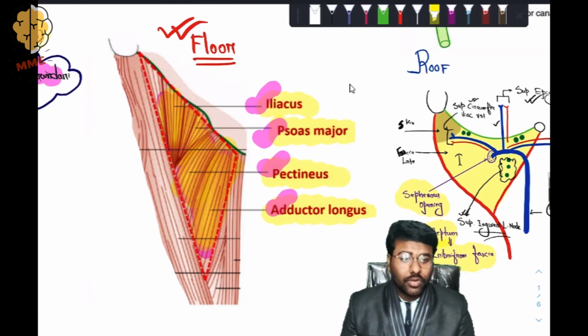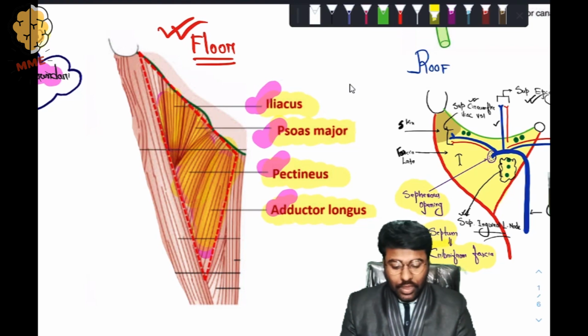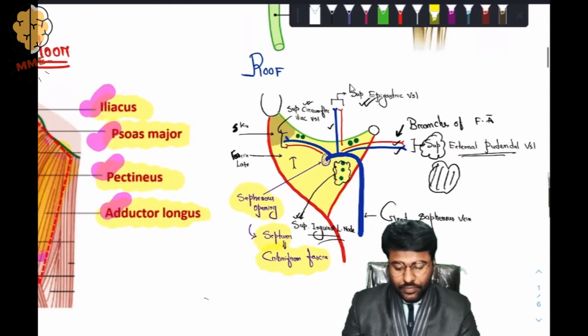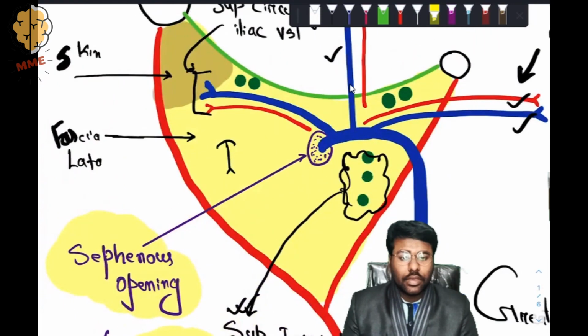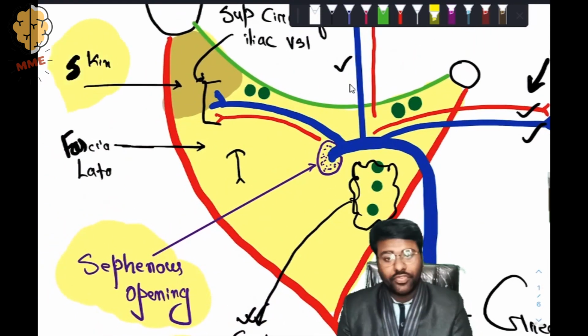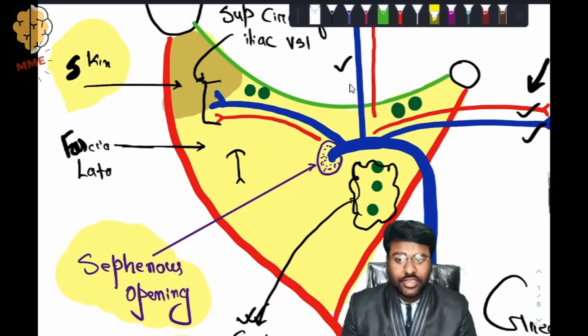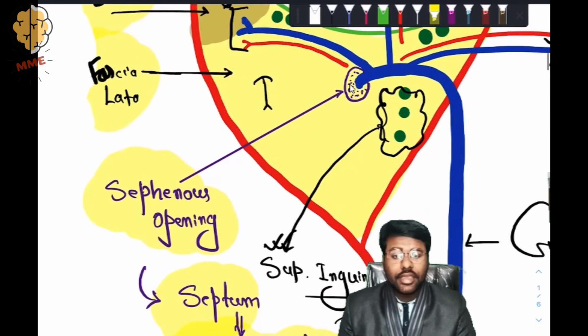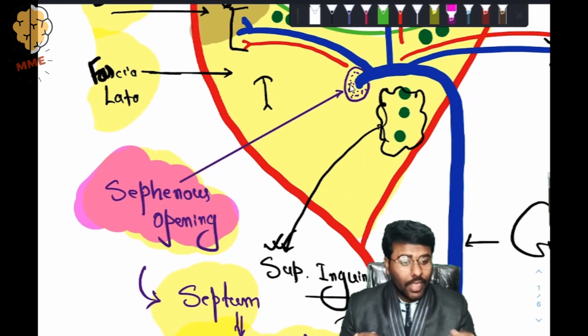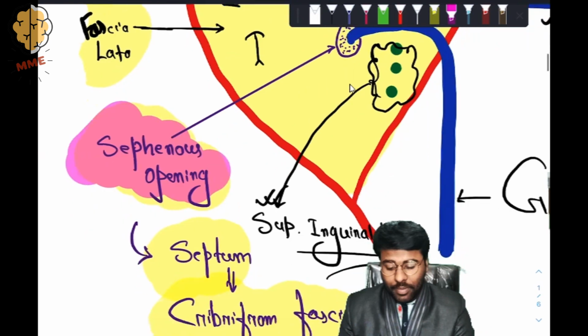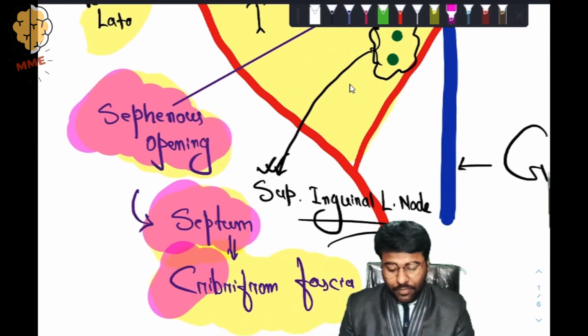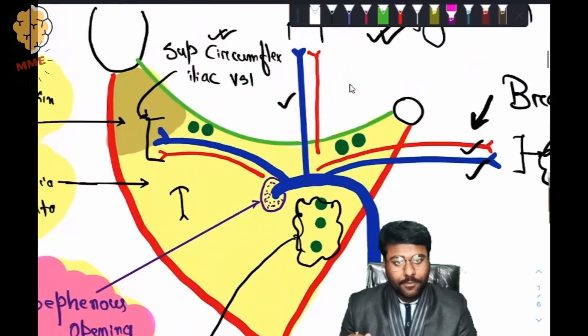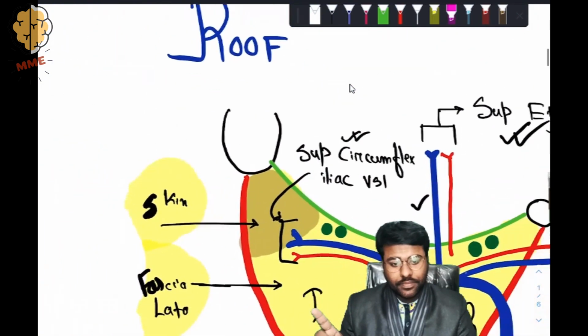Okay. Now the most important structure of this triangle is the roof. So in case of the roof, first of all, what is present there? First of all, there is skin, obviously. After removing the skin, we have the deep fascia. What is the fascia in case of our leg? This is the fascia lata. Okay. And in the fascia lata, there is a modification, and this is called the saphenous opening. The saphenous opening is mainly covered by a septum, and this septum is called the cribriform fascia. Okay, this is the cribriform fascia. So this is the saphenous opening.